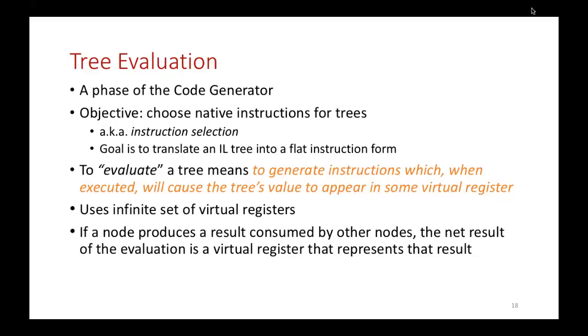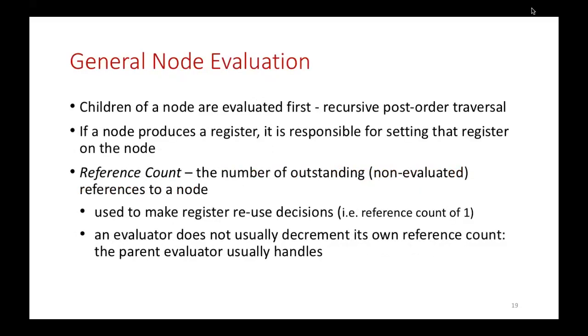Sorry, I'm just reading that bullet point there. If a node produces a result consumed by other nodes, the net result of the evaluation is a virtual register that represents a result. Yeah, so that's basically what I just said. I was just reading that to make sure that was the case. So basically some rules around evaluating nodes.